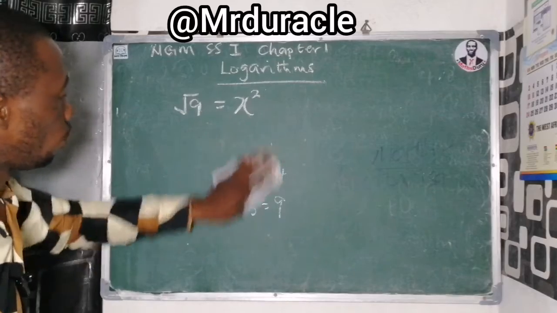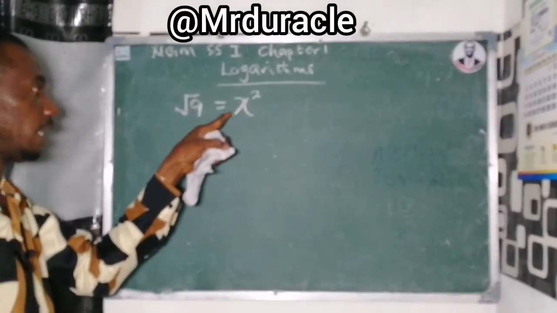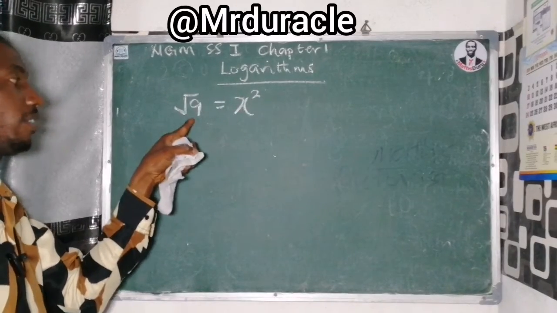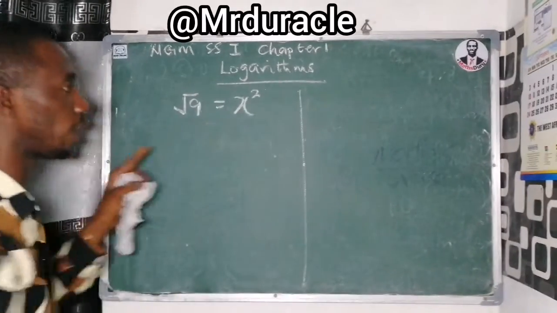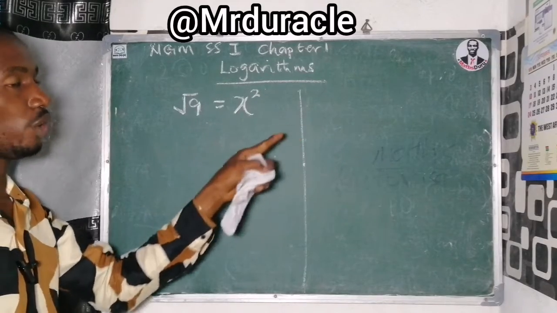So in square roots, what you are doing is looking for the base of an index 2 that gives you the number inside. Now for logarithm, it is the other way around. For square roots, we're looking for the base, whereas for logarithm, we're looking for the index.